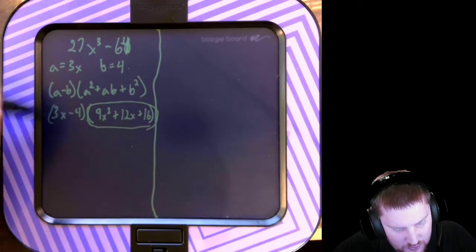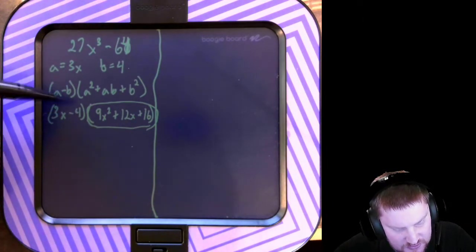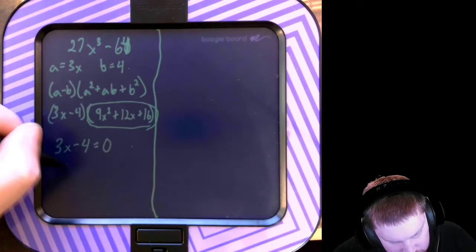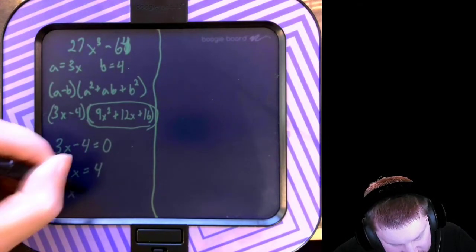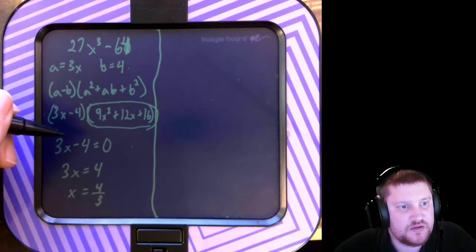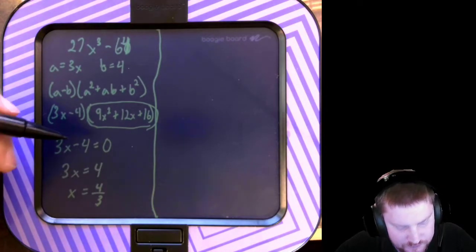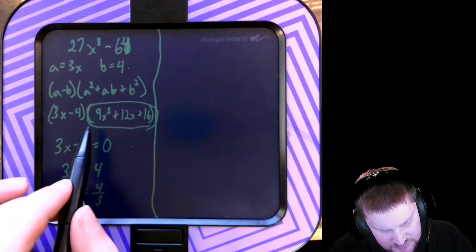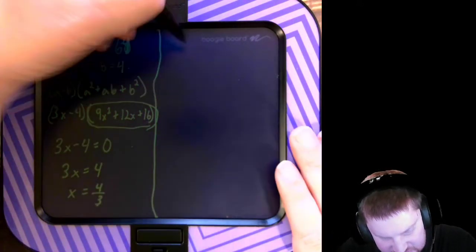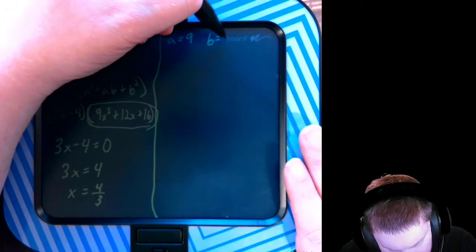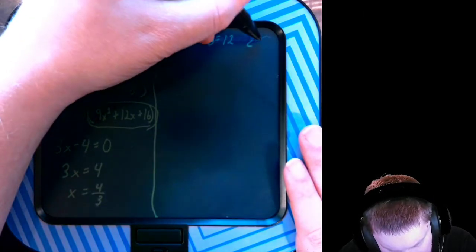We do have our first root already though. Our first root is going to be 3x minus 4 equals 0. So 3x equals 4, so x equals 4 over 3. So I'm going to go ahead and put that in now. Now this is going to be a little bit interesting because this gives us an a value of 9, a b value of 12, and a c value of 16.